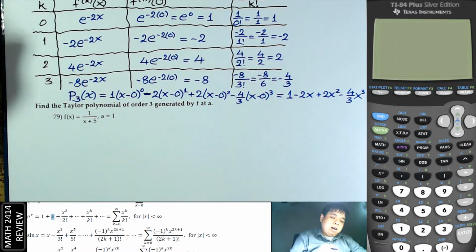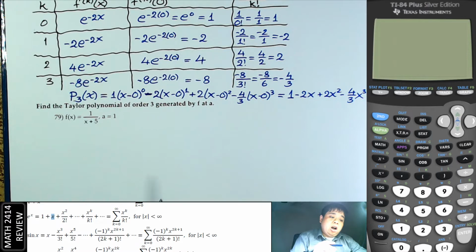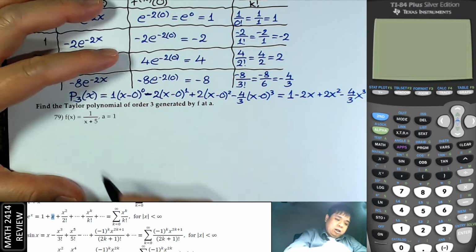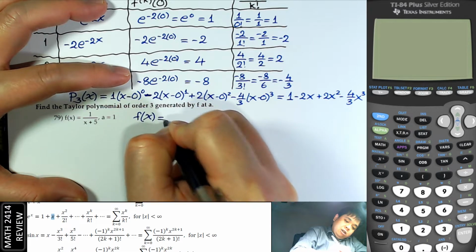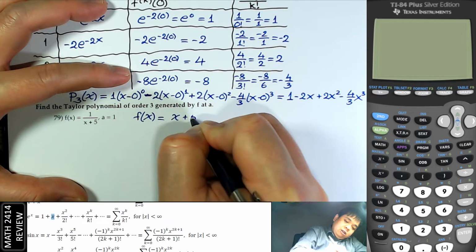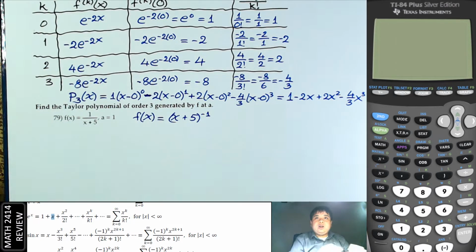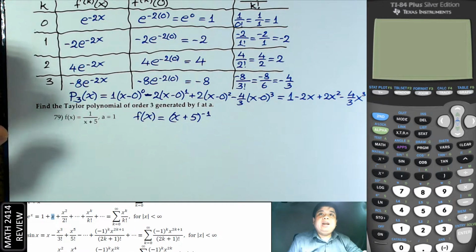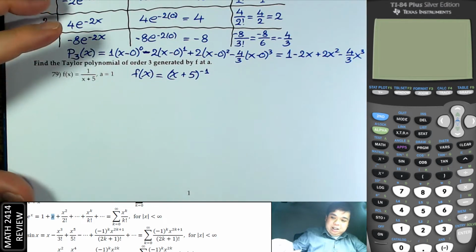Right, find the Taylor polynomial of order 3 generated by this function at a. Of course, we can make the table the same way. I will rewrite the function before I do that. I'll write x plus 5 to the negative 1. Right, so actually there are a couple of ways to do this. I'm just going to use a table like we did here, and then I'll show you another nicer way to do it. Right, construct a table.